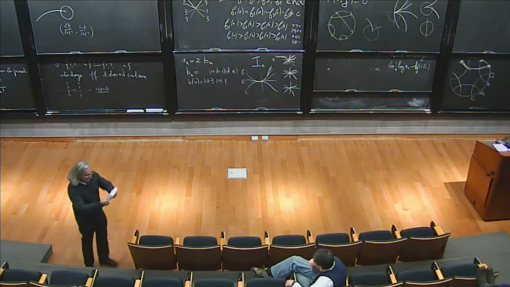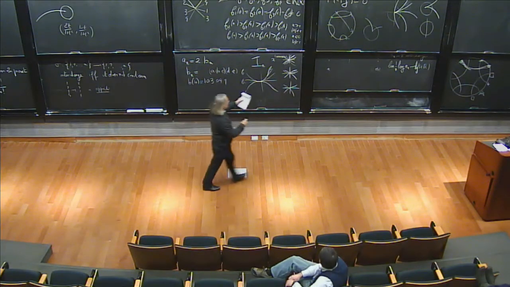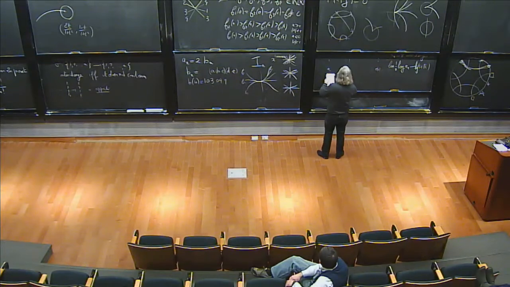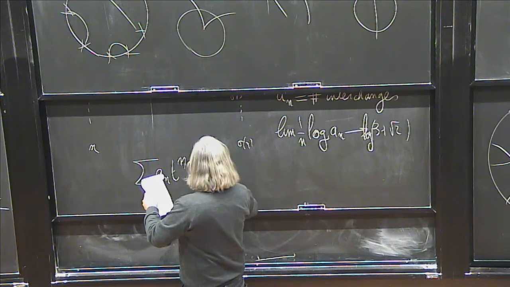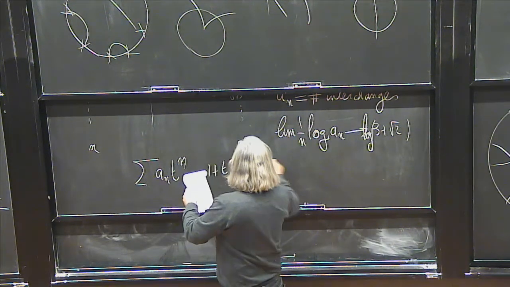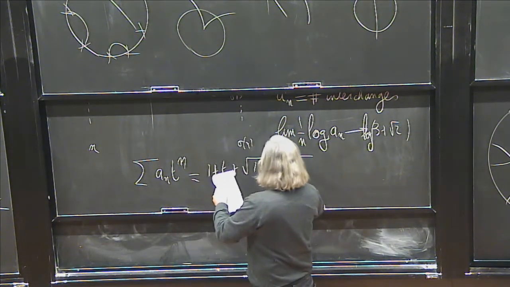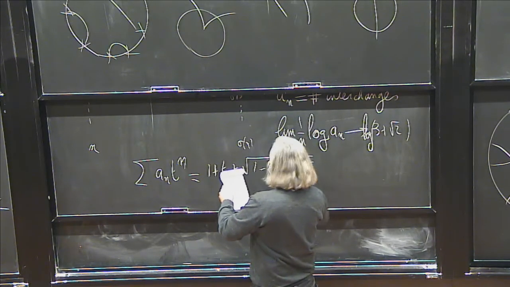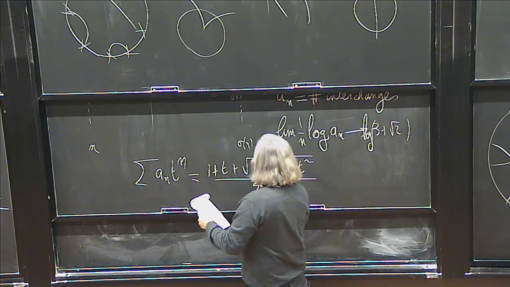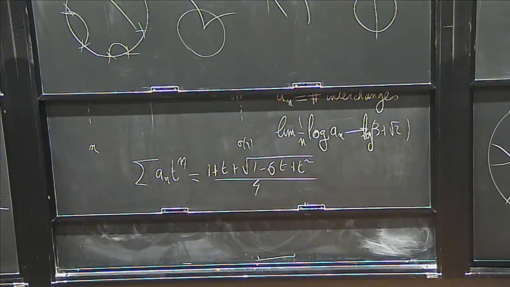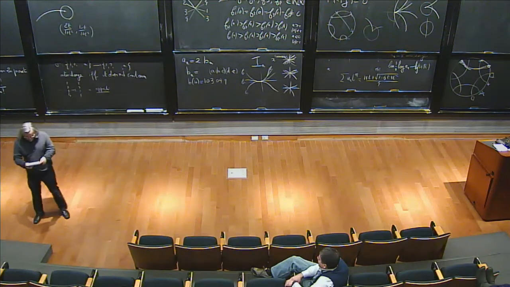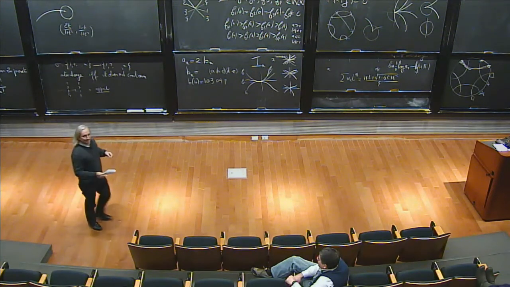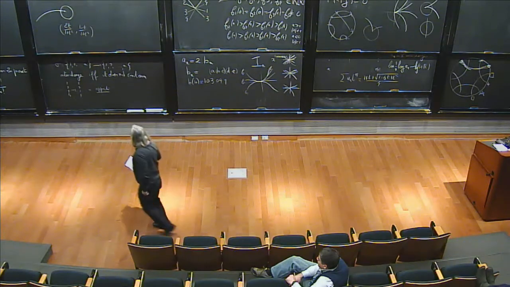Well, I can tell you. To give you the formula. The formula is this: the generating series for a_n is 1 plus t plus root of 1 minus 6t plus t squared, divided by 4. But I am very far from having a similar formula for the chordal systems. Yes, I have a lower bound, 25.